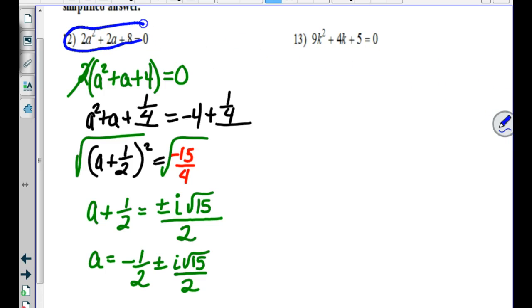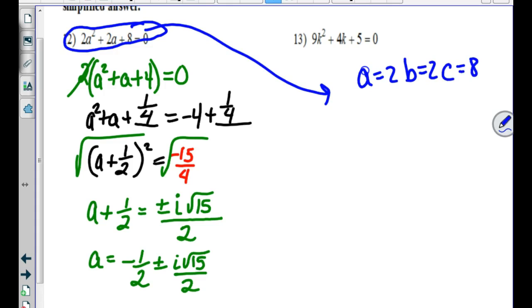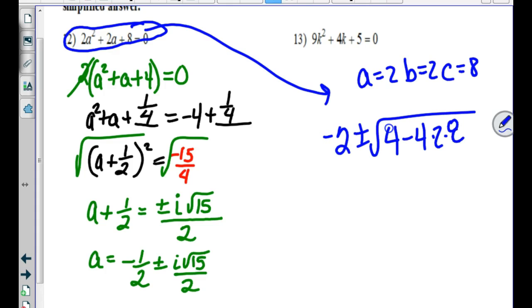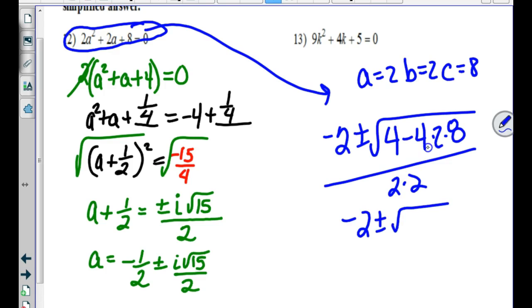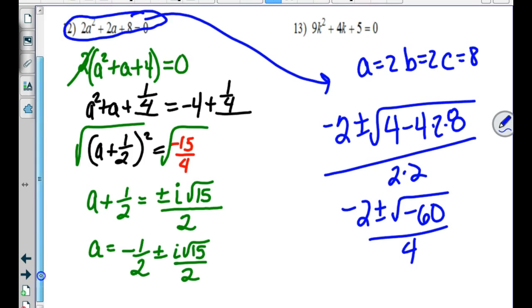Can I play show and tell? If I had used A equals 2, B equals 2, and C equals 8 and done the quadratic formula, opposite of B plus or minus square root of B squared minus 4 times A times C all over 2A, I would have had negative 2 plus or minus the square root of negative 60 over 4. All right.